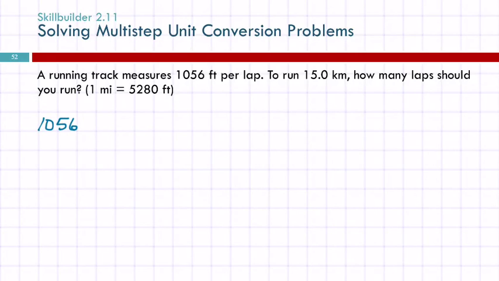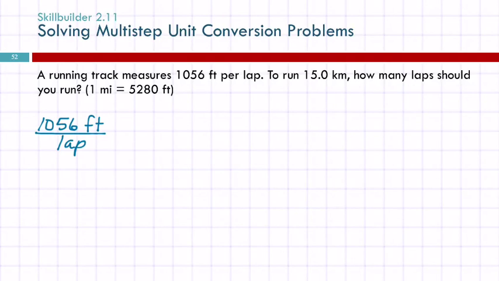1,056 feet. And in math, how would we indicate per lap? A slash. That means a fraction. I would encourage you to use vertical fractions instead of horizontal fractions, where it's just a slash. Do a numerator and a denominator. So there's 1,056 feet per lap. And then we've got 15 kilometers.